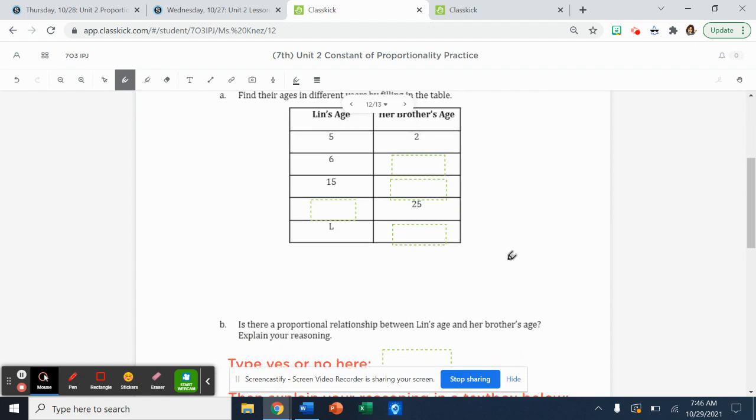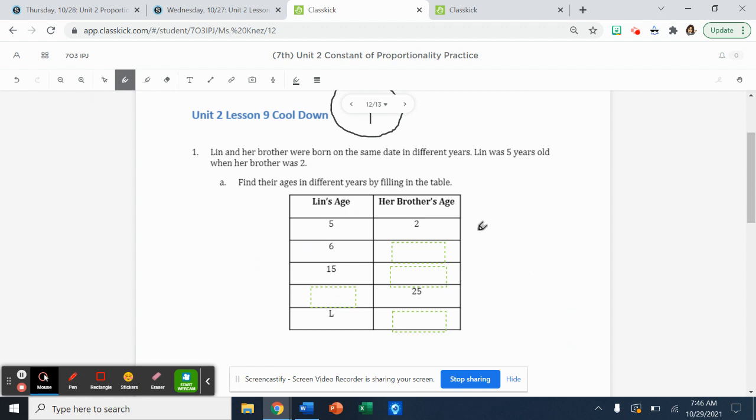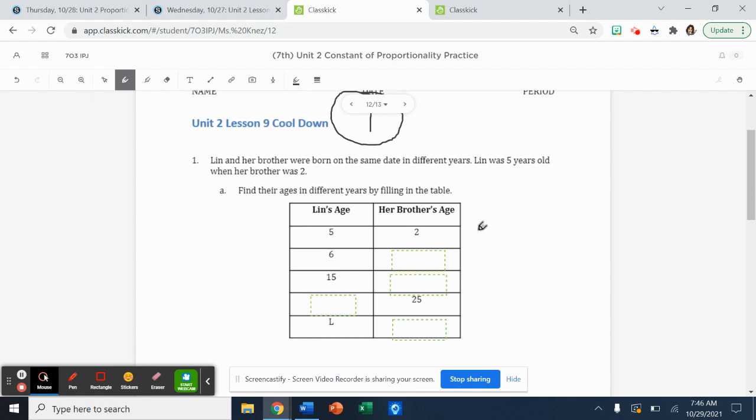I want to go through this exit ticket so that you understand what mistakes you might have made, and then if you'd like to retake it, I'll show you where. Question 1 says, Lynn and her brother were born on the same date in different years. Lynn was 5 years old when her brother was 2. Find their ages in different years by filling in the table.